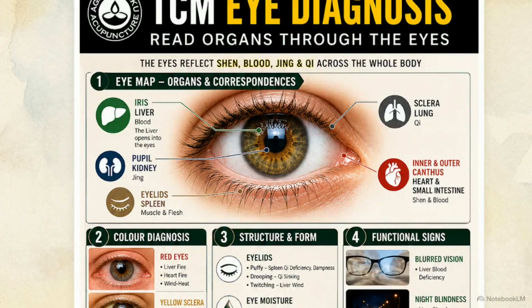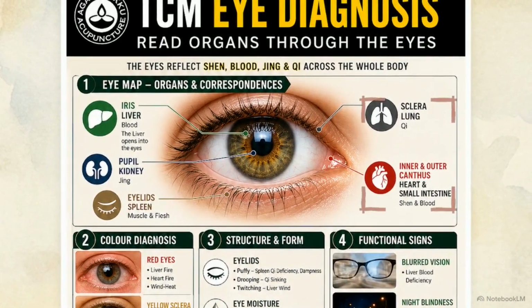This map links eye zones to organ systems. The pupil corresponds to kidneys and Jing, while the iris connects to liver blood. The sclera reflects lungs, the canthus ties to the heart, and eyelids correspond to the spleen.